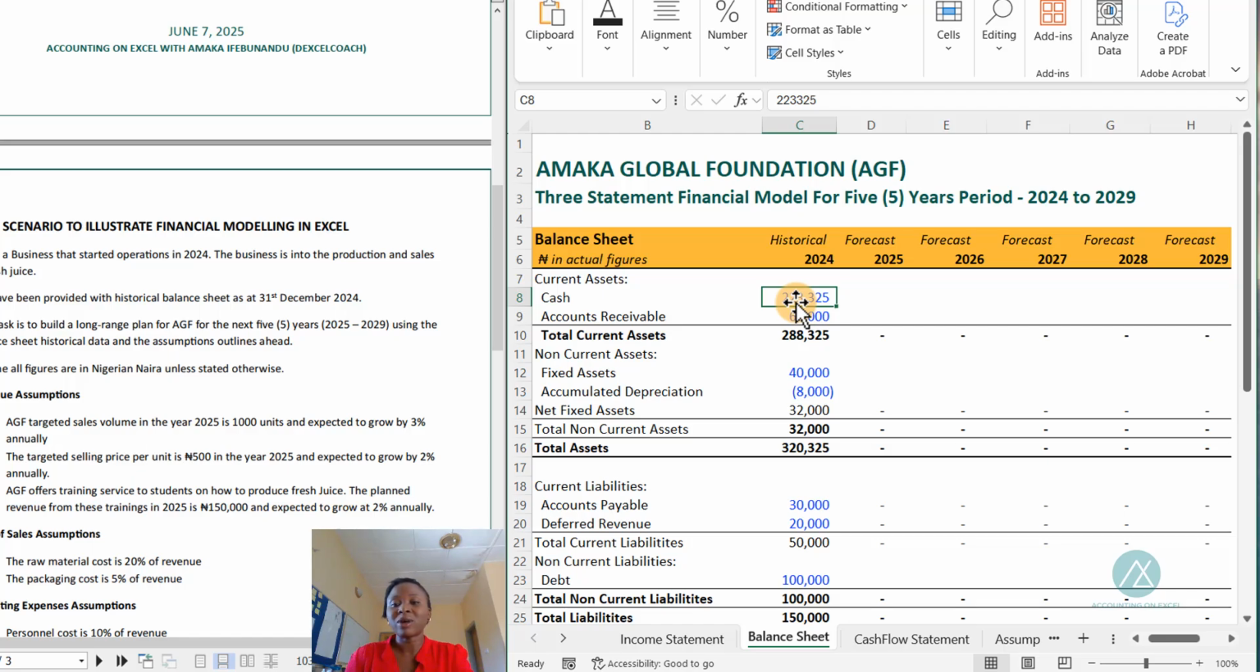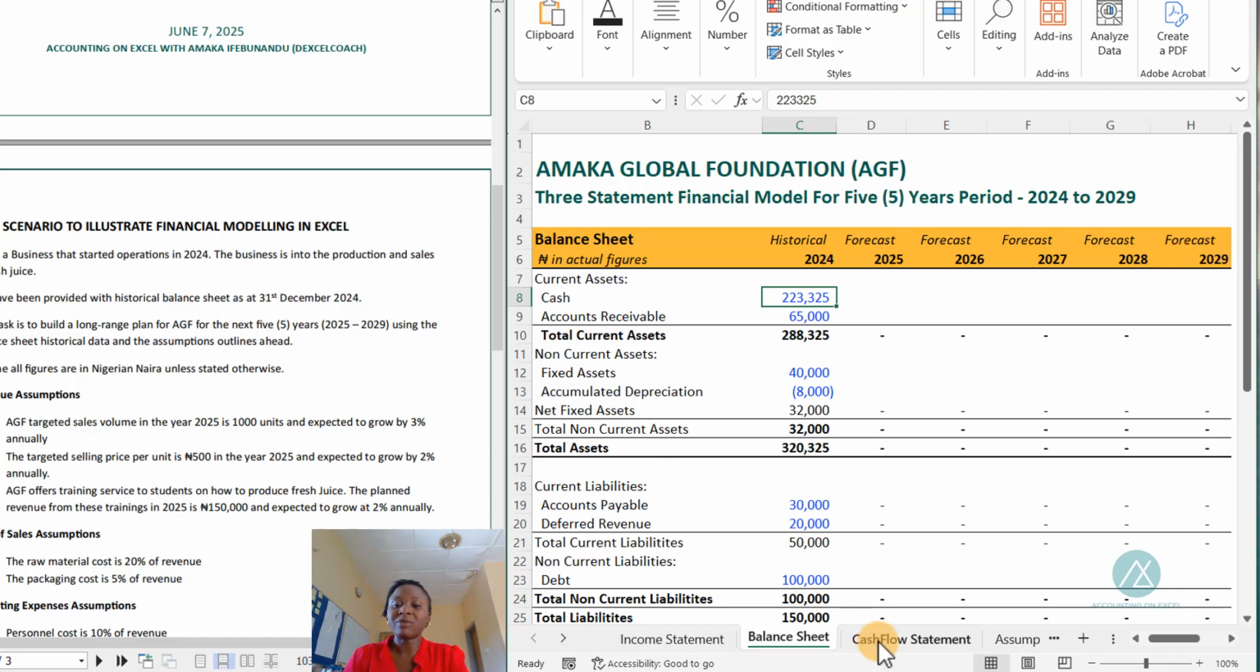It's something you assume, figures that are not generated by doing any calculation. They are hard-coded figures. Just to state that for you to understand. So this column here is the historical column, because the balance sheet we have is just for 2024, which we require to build the financial model. Then we now have the forecast columns from 2025 through to 2029.